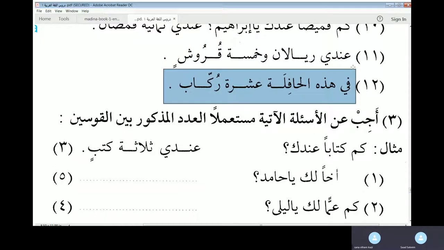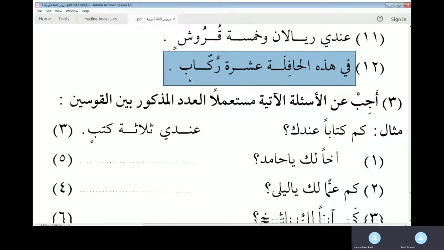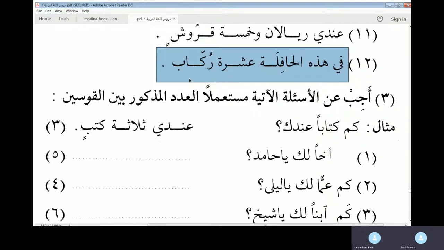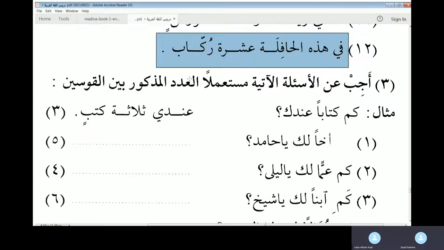Fi hazihil hafilati ashratu rukkabin. In this bus, in this bus, ten rukkab. There are 10 passengers.